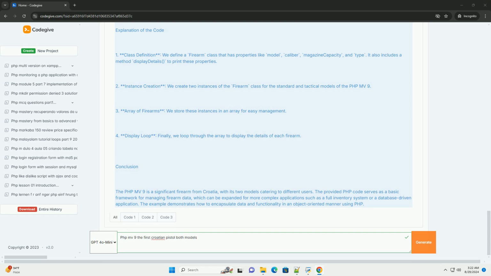The M9 is known for its reliability and ease of handling, which contributed to its adoption by various military and police units in Croatia. Its development marked a significant milestone in Croatian firearms manufacturing, symbolizing the country's efforts to establish an independent defense industry.